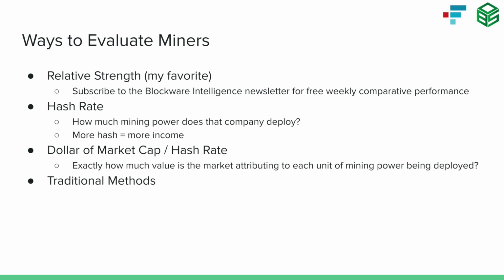So that could be for a few different things. Maybe they have cheap energy, so they have higher earnings. Maybe they just have a really good team of managers or C-suite or whatever. You could also say that if they have a pretty low market cap to hash rate, that potentially they're operating at a discount. Their stock price is operating at a discount to the mining power that they're deploying, which would be an argument that they're undervalued. That's personally not the way that I go about investing, but there's certainly an argument to be made that it could mean that. And then there's also the traditional methods of evaluating stocks, right?